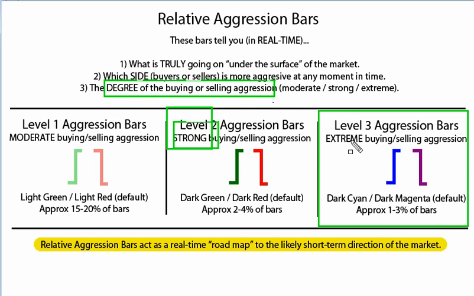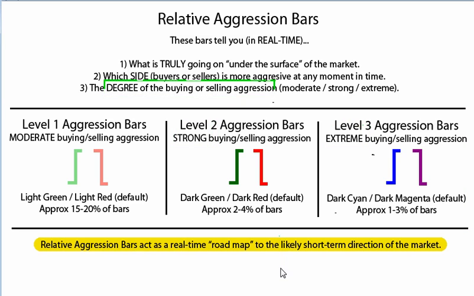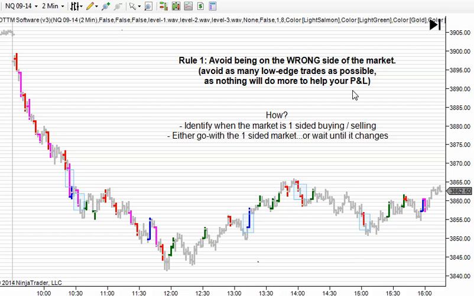So is it strong buying or selling? Is it extreme buying or selling? And following that can be a really strong roadmap for the likely direction of the short-term market. Okay, and so again, just to be clear, I've taken off all of the filter and the support resistance zones and its decelerations, and I've even taken off the level 1 bars, and I've just left these level 2. This red is a level 2 or strong selling. This magenta is a level 3 or extreme selling aggression. This dark blue is a level 3 or extreme buying aggression. The dark green is a level 2 or strong buying aggression bar.